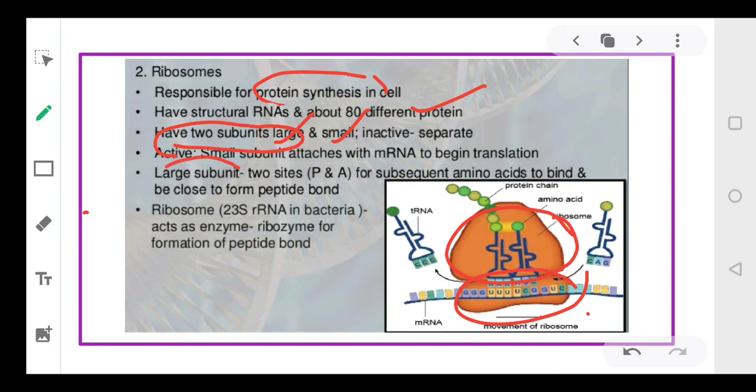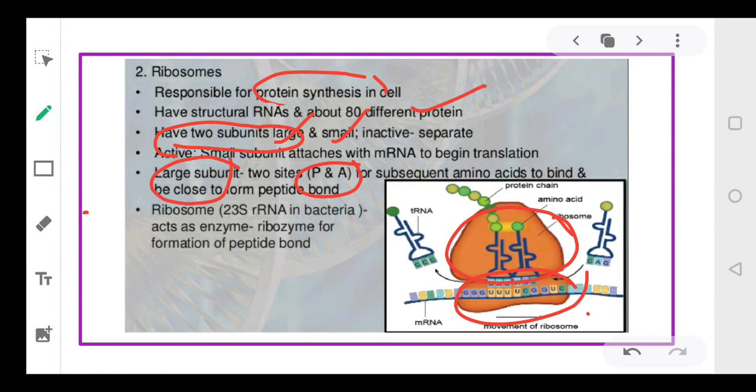The larger unit has two sites. One is A and P. Okay, one is A and P. So both these sites are very, very important. Okay, the two sites it has, one is A, another is P, and that is very important. A is for amino acid, P is for protein.